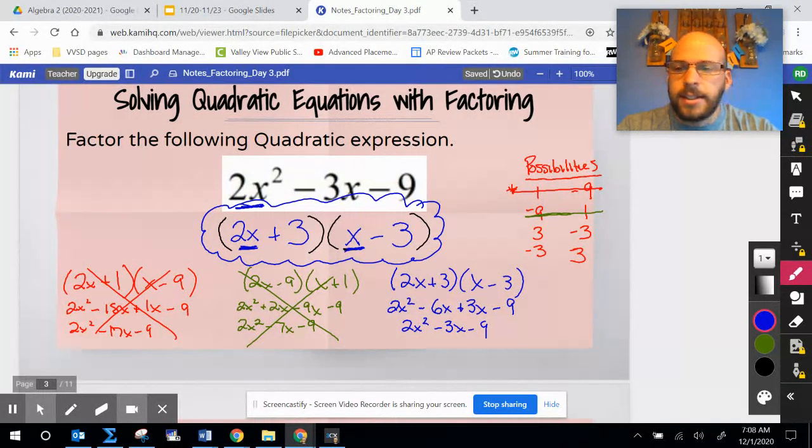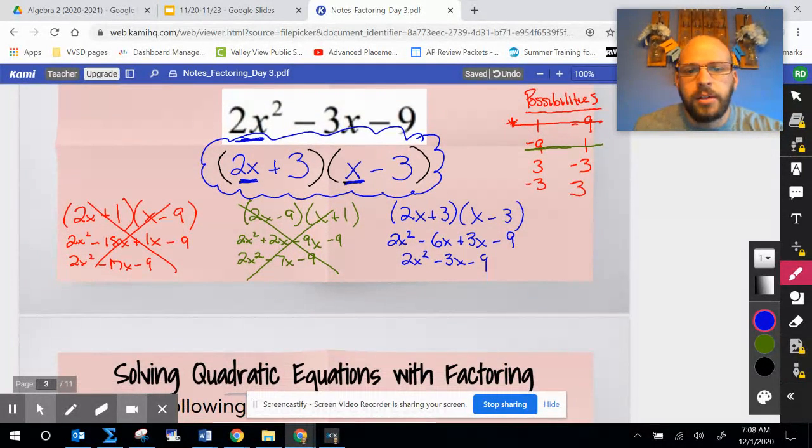Okay, so this is the process of factoring. So my answer is the groups 2x plus 3, x minus 3. All right, I have a bunch of these examples. We'll do them one by one.